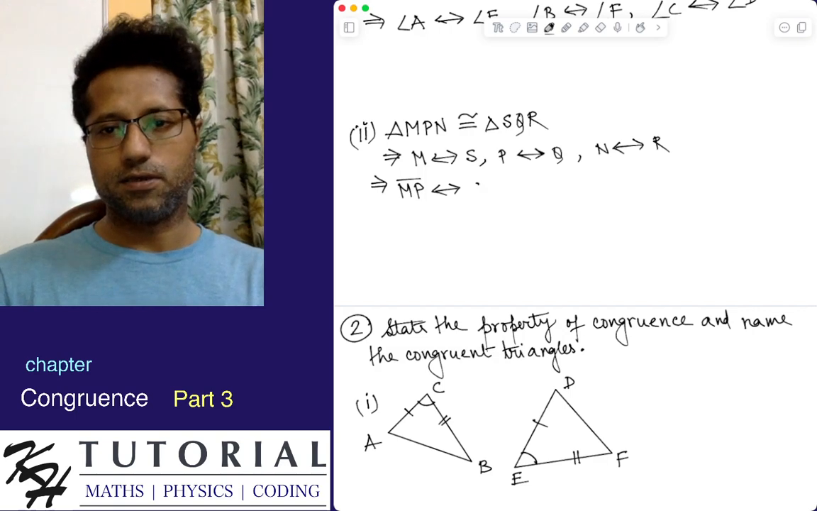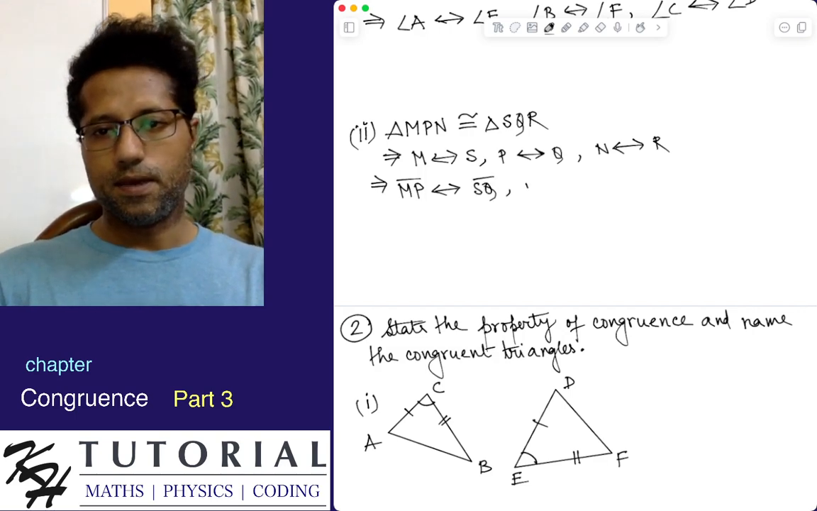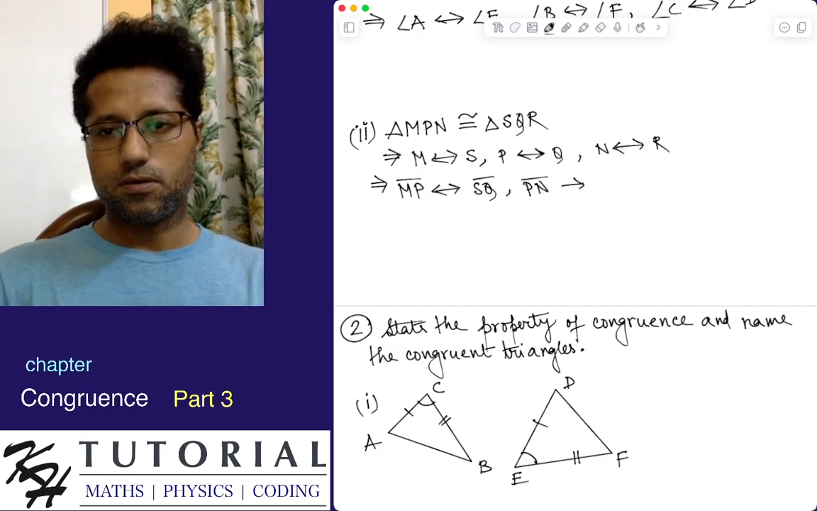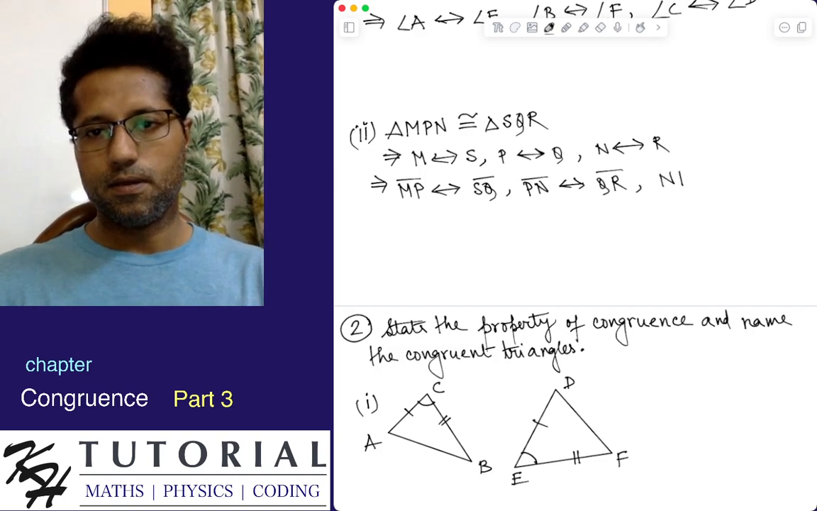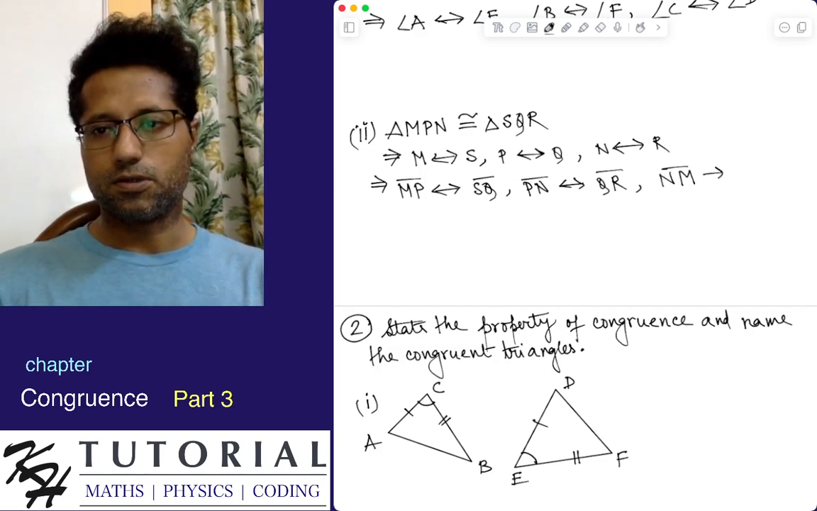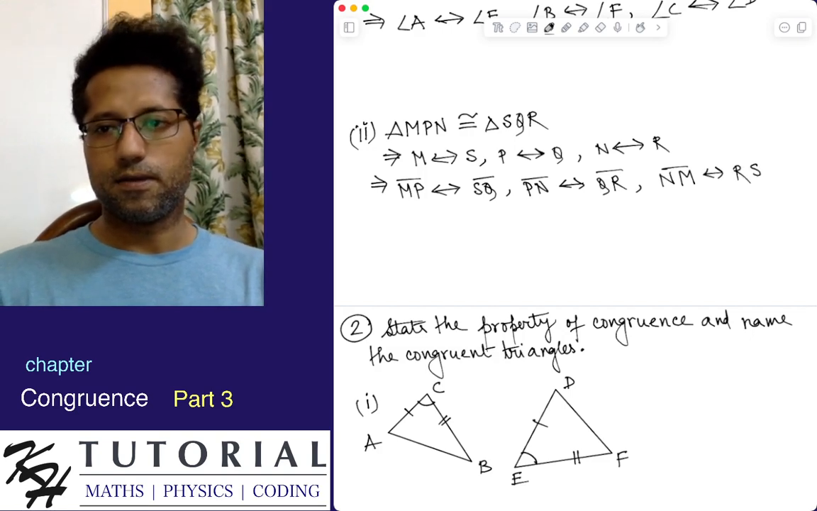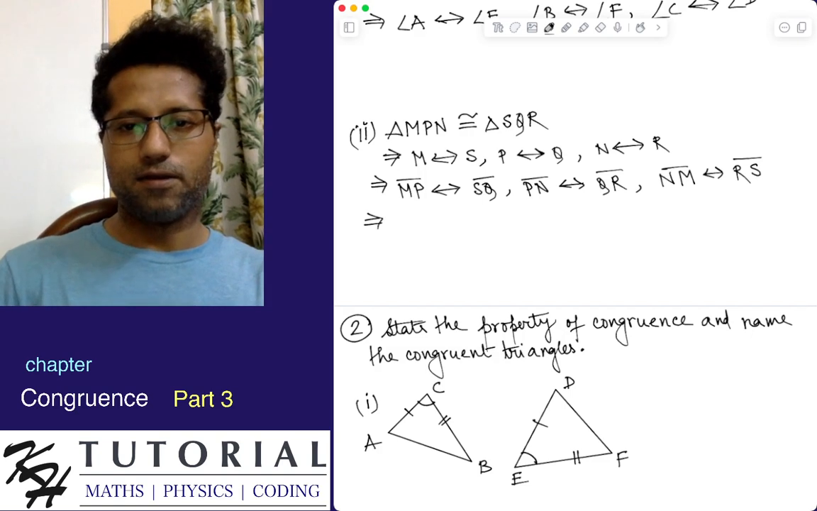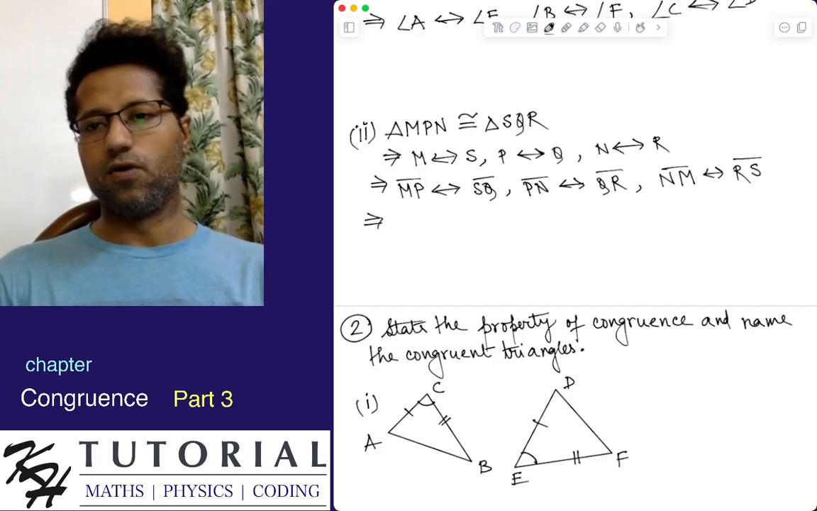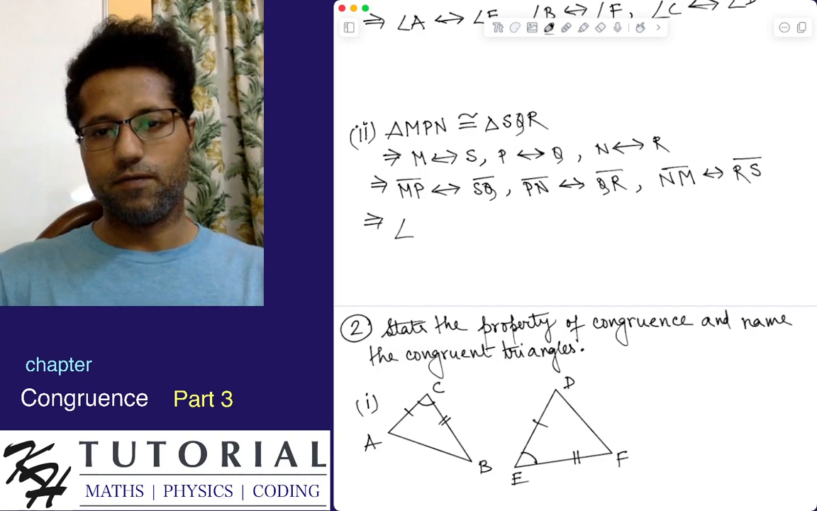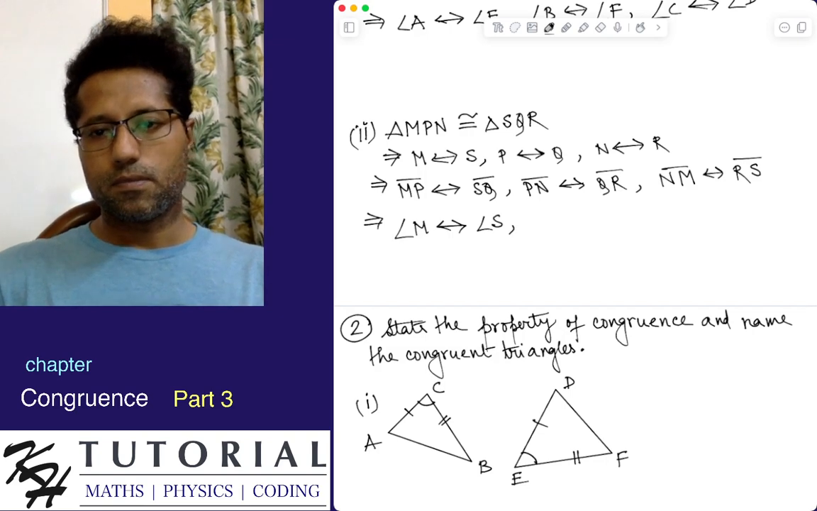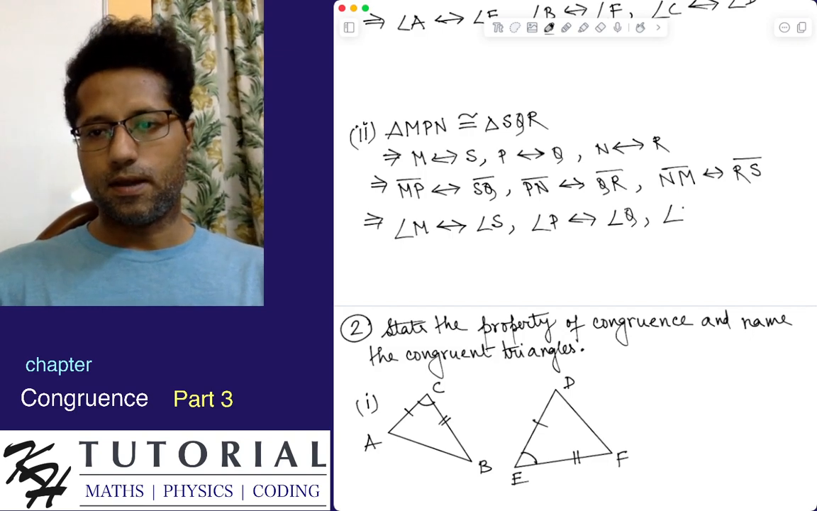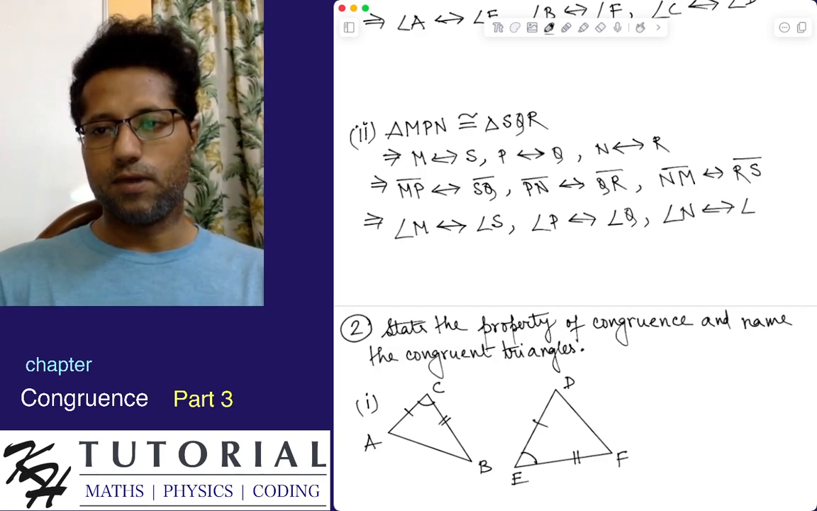corresponds to the side SQ, PN corresponds to the side QR, and finally side NM corresponds to the side RS. And about the angles, the correspondence of the angles will follow from the correspondence of the vertices. So we will have angle M corresponds to angle S, angle P will correspond to angle Q, and angle N will correspond to angle R.